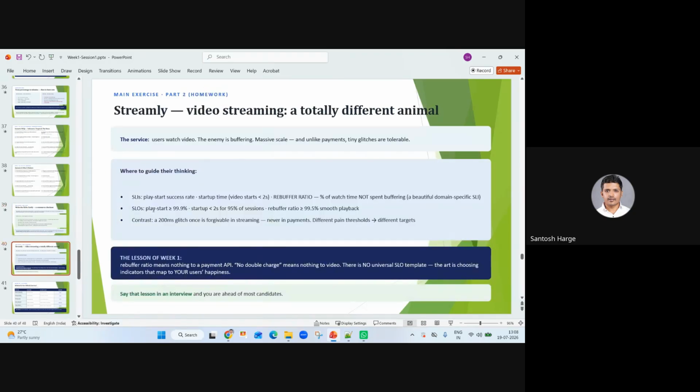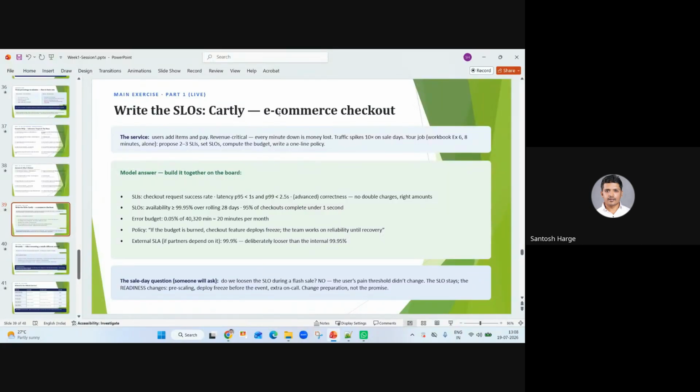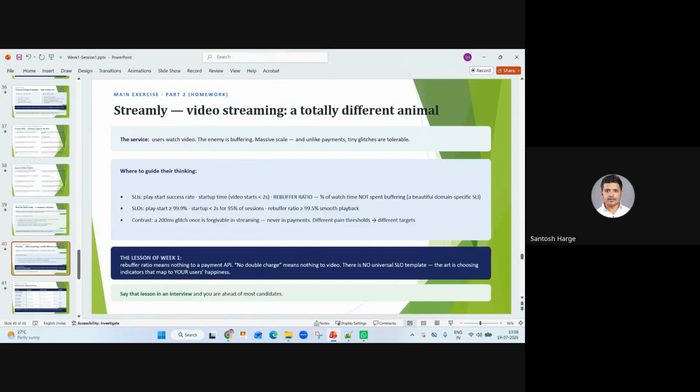Okay, and one more example. This is for the e-commerce checkout, right? So similarly, we will be discussing the video streaming. Here the use case will be different. Now, as we discussed the successful transaction rate, here our focus of the SLA is based on the buffer time.